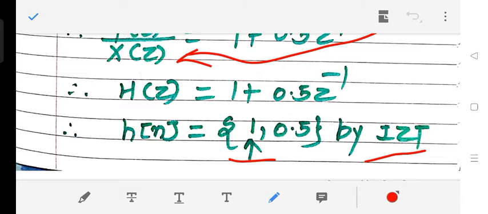See here, h of n is finite because it has only two values, 1 and 0.5. We can count these two values very well. So that's why these filters are termed as finite impulse response. Here the impulse response is finite, it is not infinite. Okay, so now we will move forward.